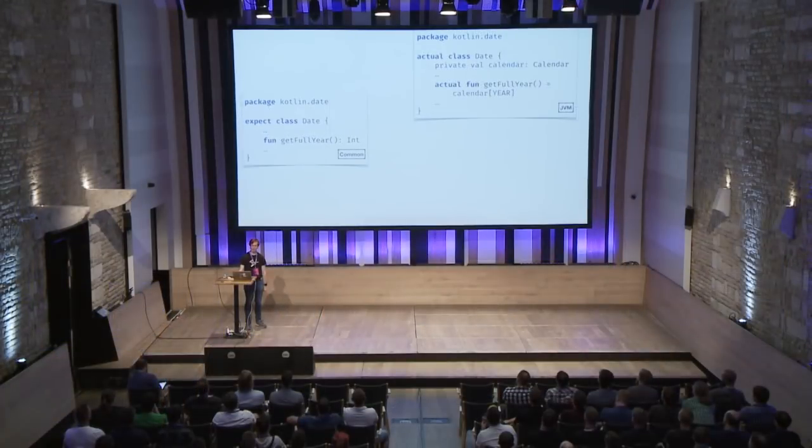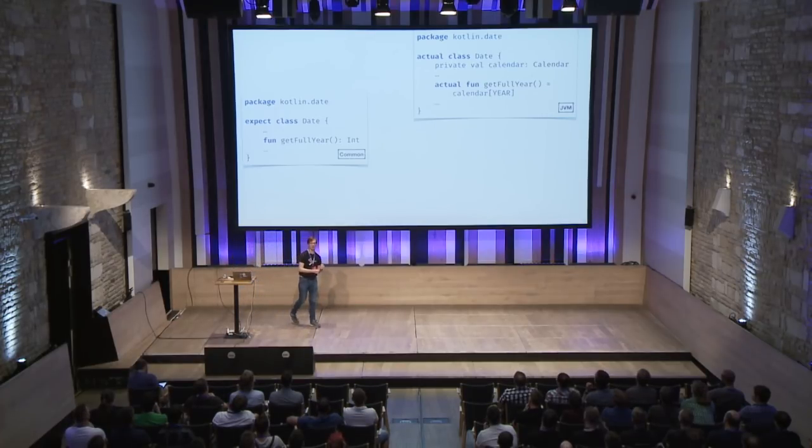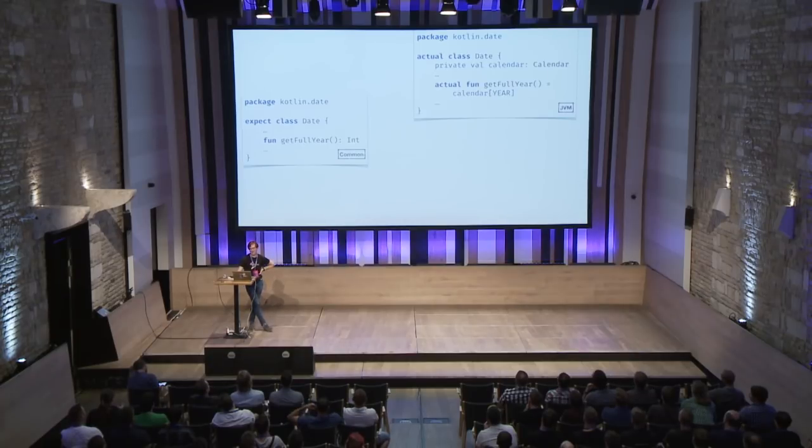And the platform-specific module has to have an actual implementation of this class. So there is an actual class Date that matches the expected class Date, and it has the getFullYear method that matches the expected getFullYear method. And because it's JVM code, it has full access to the JVM APIs. So here I'm using the java.util.Calendar class to implement my date processing. It's not the most modern and not the best designed API, but this is what we use in the example. So I'm implementing the getFullYear method just by delegating to the calendar.get method.